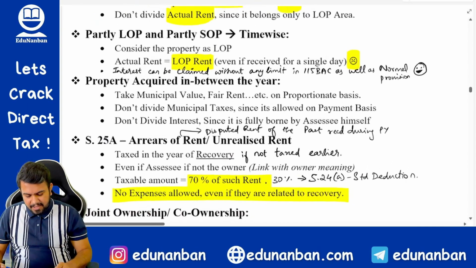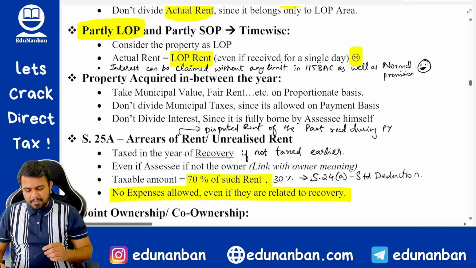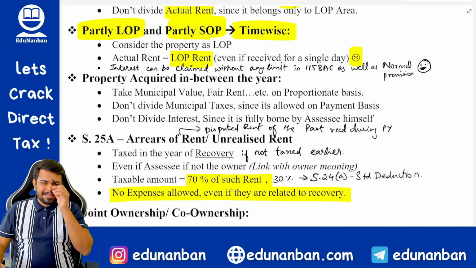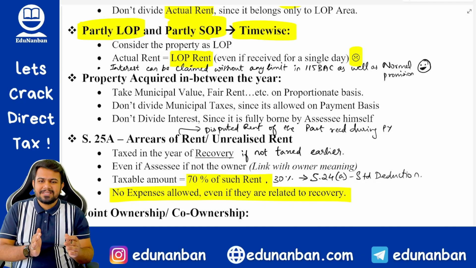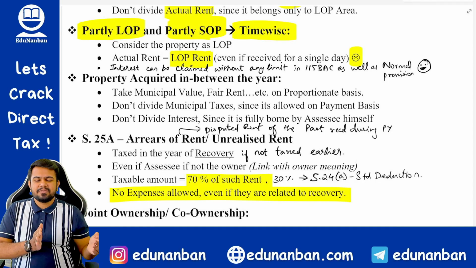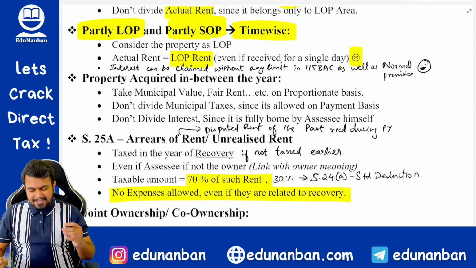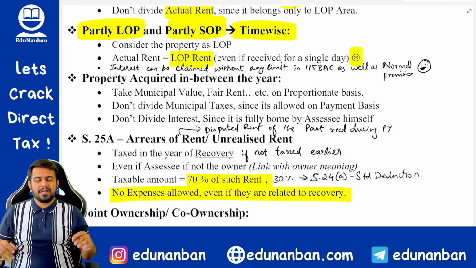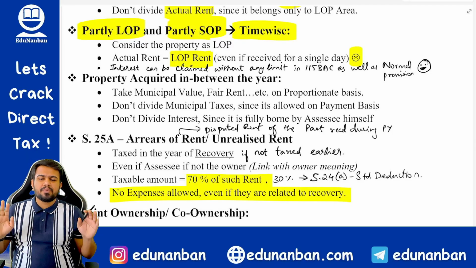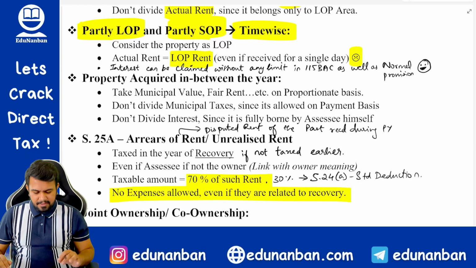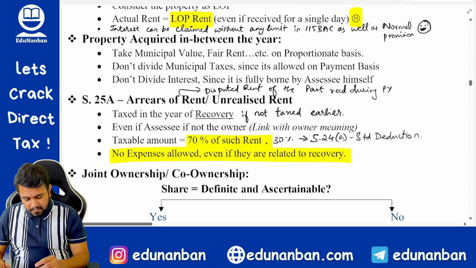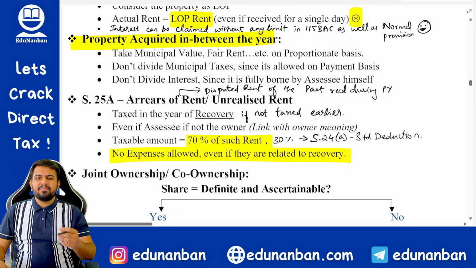Very simple. Now, what if the house property is partly let out and partly self-occupied time wise? For example, for 6 months it was self-occupied property, remaining 6 months it was let out property. In such case, what to do? Very simple. Just treat it as a let out property and solve the question. Done. Next.